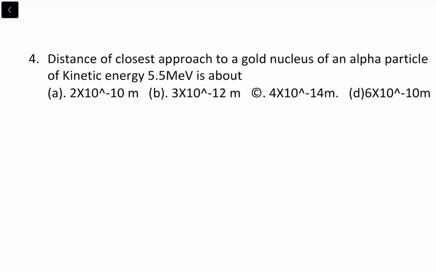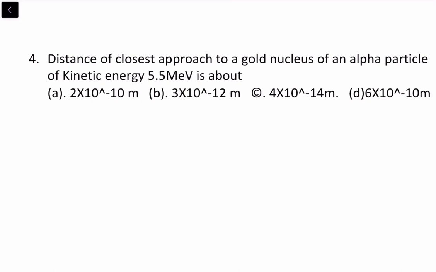Now let's go for the next one, that is the fourth one: distance of closest approach to a gold nucleus of an alpha particle of kinetic energy 5.5 mega electron volts is about. Let us solve this problem now.